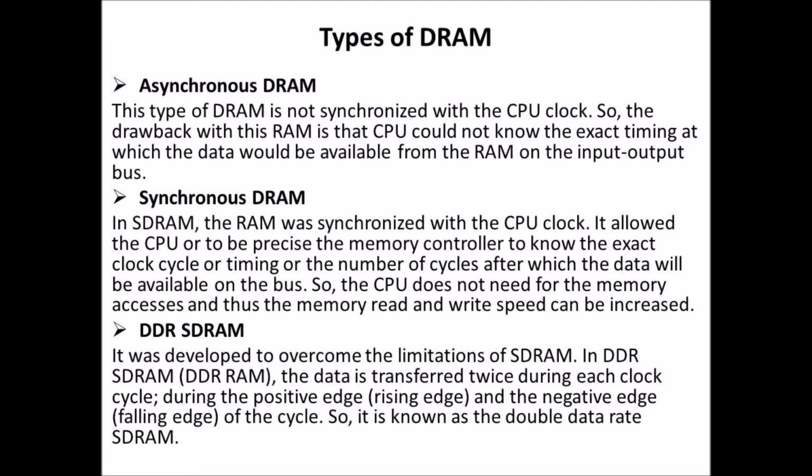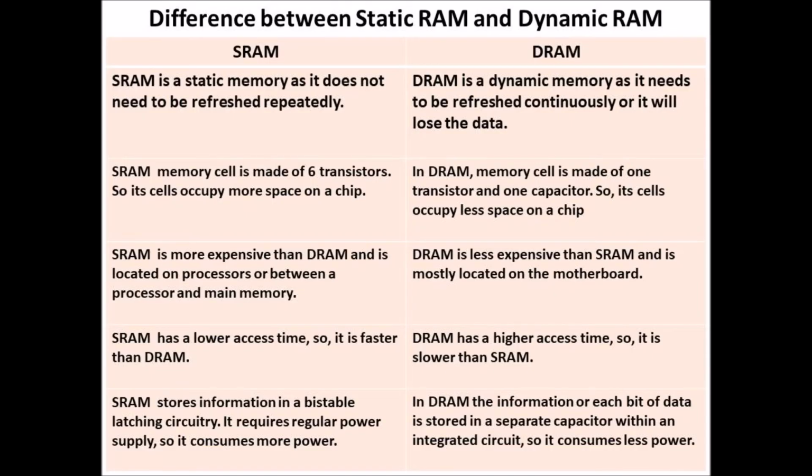It was developed to overcome the limitations of SDRAM. In DDR SDRAM, the data is transferred twice during each clock cycle during the positive edge and the negative edge of the cycle. So, it is known as the double data rate SDRAM. Next, we can discuss the difference between static RAM and dynamic RAM.